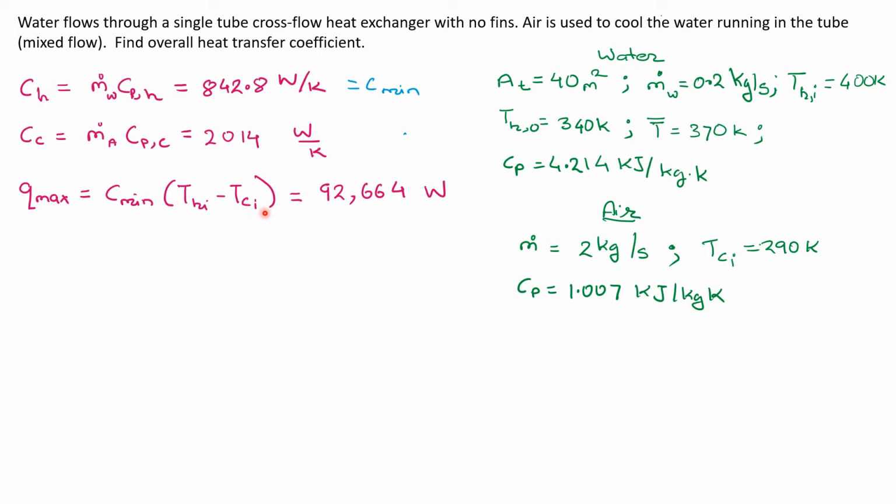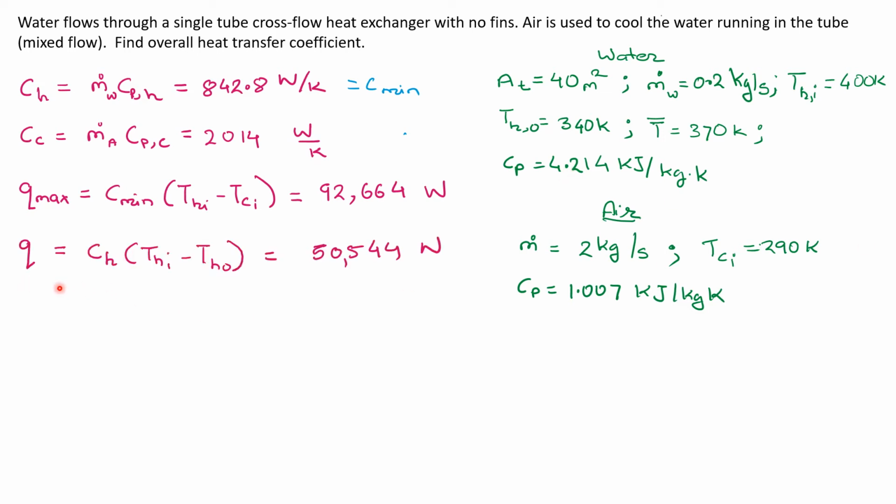And the maximum temperature difference that can be achieved by water is: it will enter at THI, and it will leave at the inlet temperature of the cold fluid. That is the maximum temperature difference that can be achieved in any heat exchanger, which gives us a heat transfer rate of 92,664 watts.